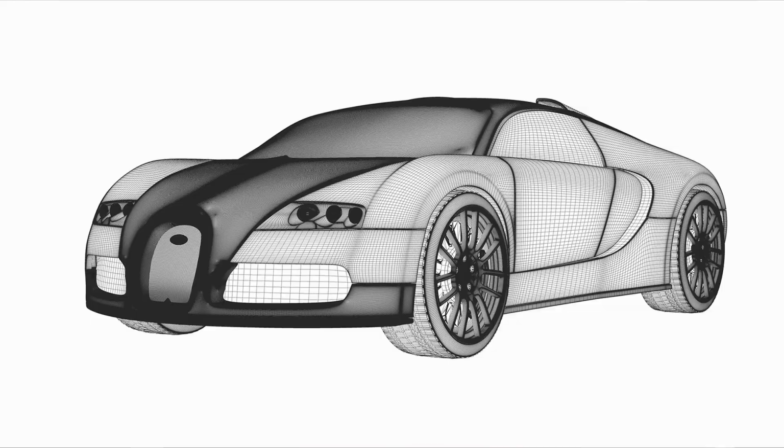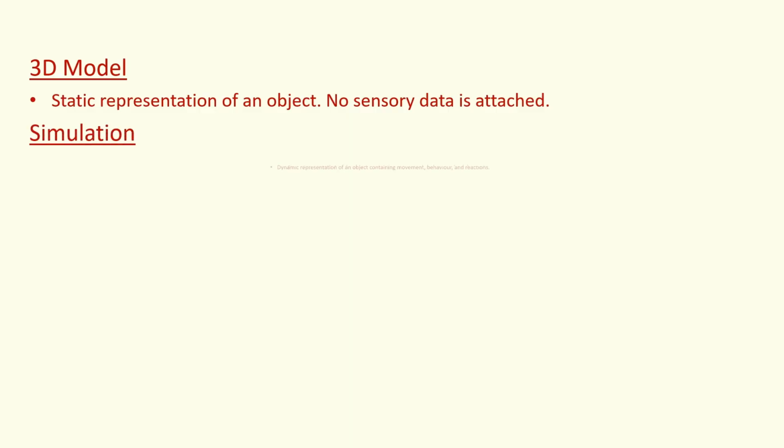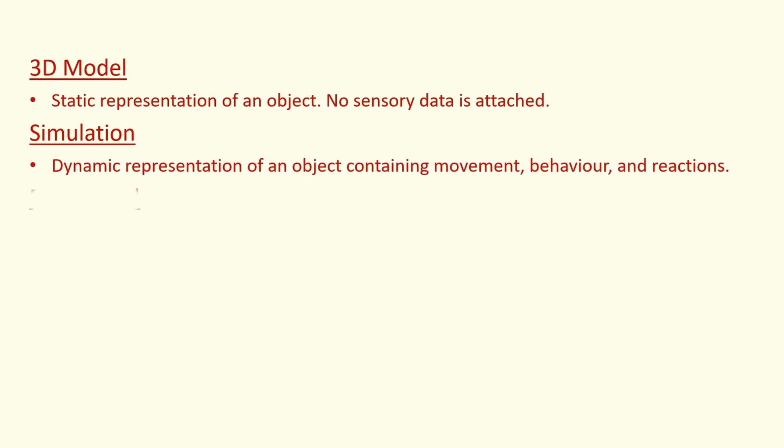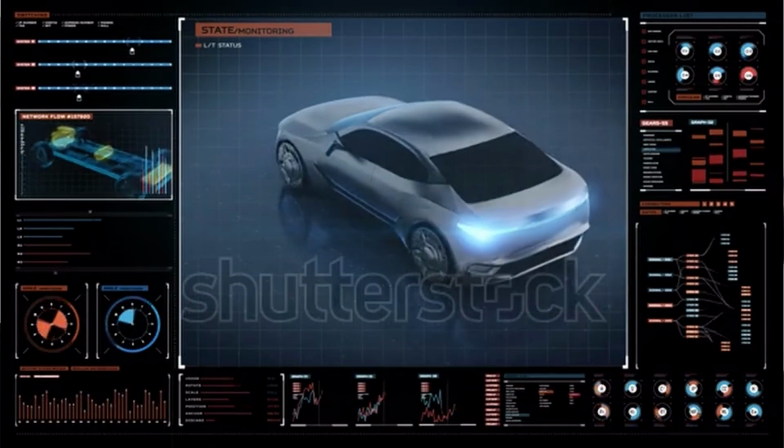Let's understand the basic difference between a digital twin model, a BIM model, a 3D model, and a simulation. A 3D model is just a static representation of an object. Think of a toy car. Simulation is a dynamic representation of the object. It contains movements, behaviors, and reactions. Think of a toy car with a moving engine.